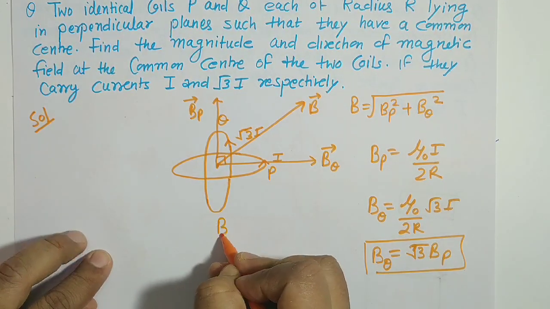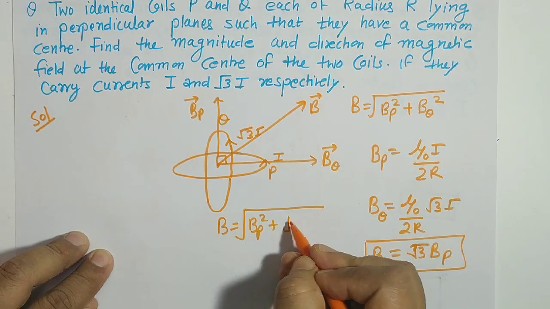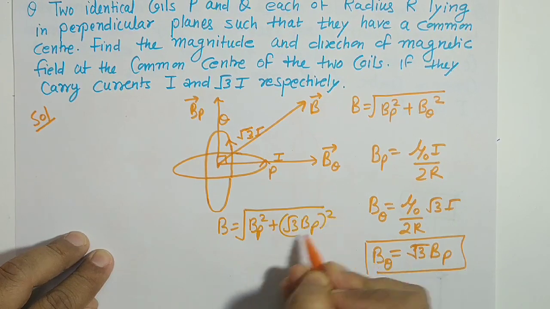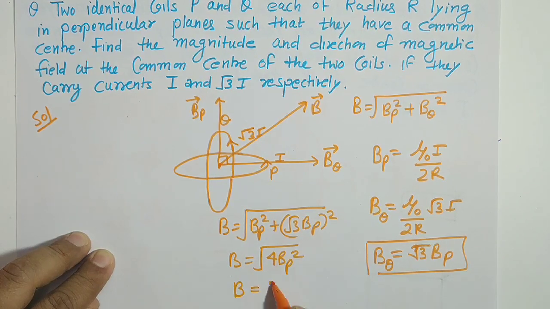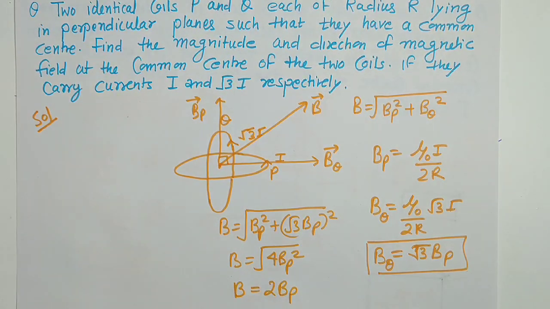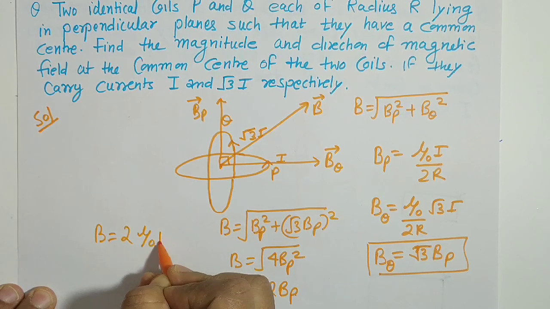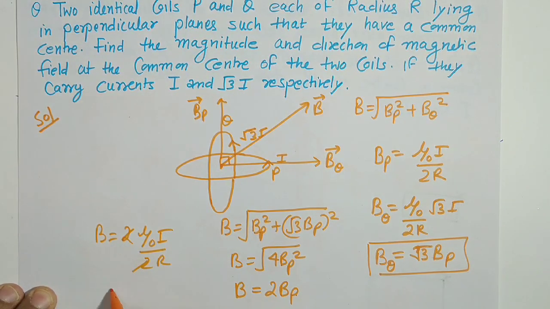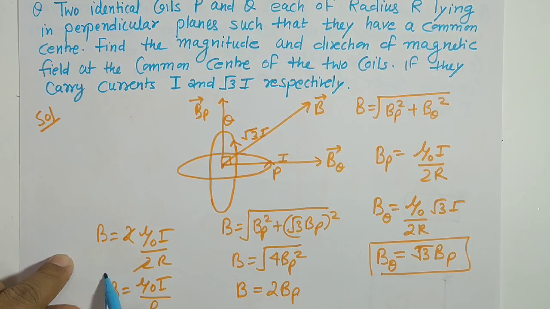So now B will be the square root of BP square plus, in place of BQ, root 3 BP whole square. And what we get is root 4 BP square, and ultimately B equals 2 BP. So this is the answer. Then we put the value of BP, which is mu naught I by 2R. The 2 cancels out and the final answer comes to mu naught I by R. So B equals mu naught I by R. This is the net magnetic field intensity.